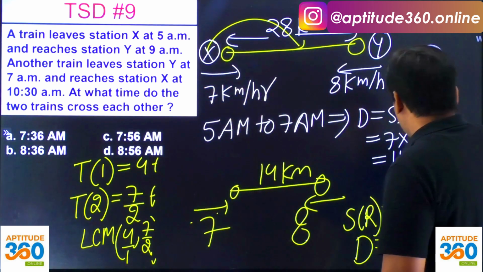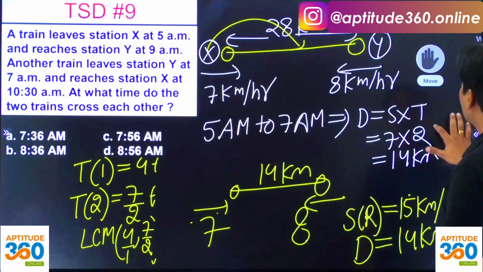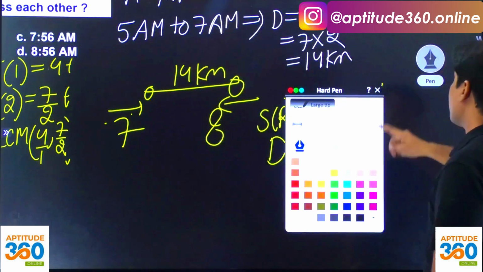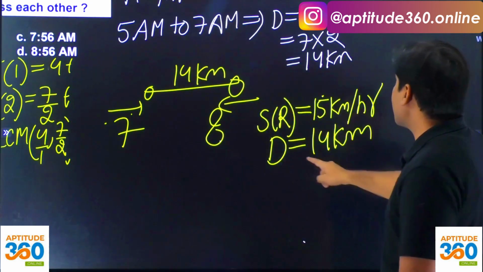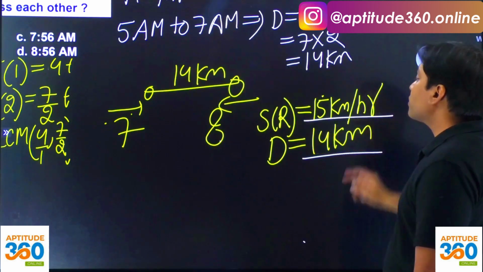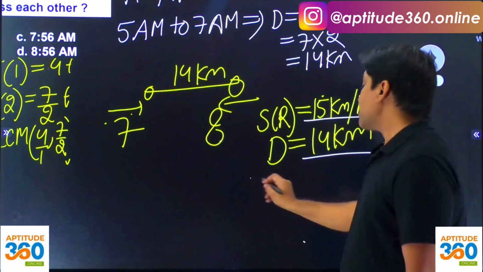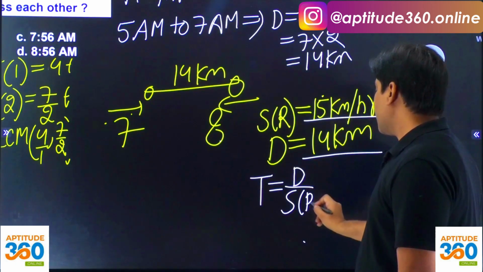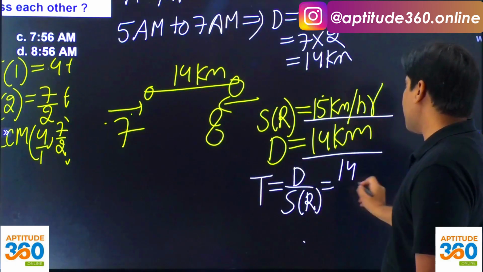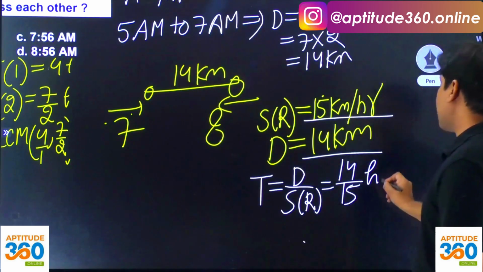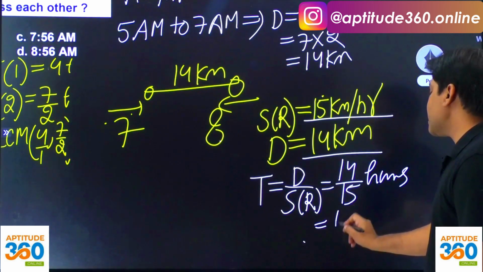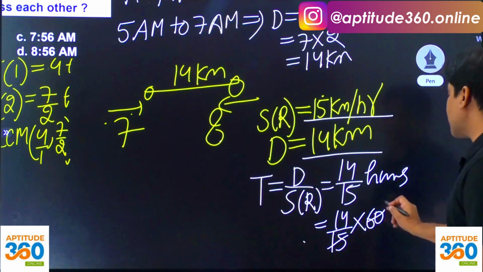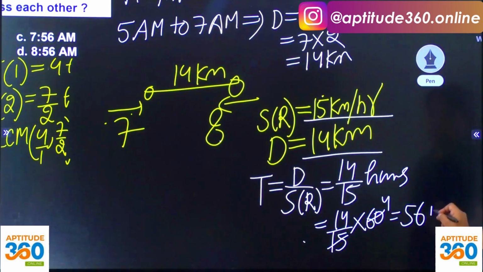So, what did I tell you? The distance that they will have to cover is 14 kilometers, with what relative speed? 15 kilometers per hour. So distance upon speed is the time. So distance 14 upon 15, these many hours. Can we convert this into minutes? How do we do that? By multiplying this with 60. So 14 into 4, 56 minutes.